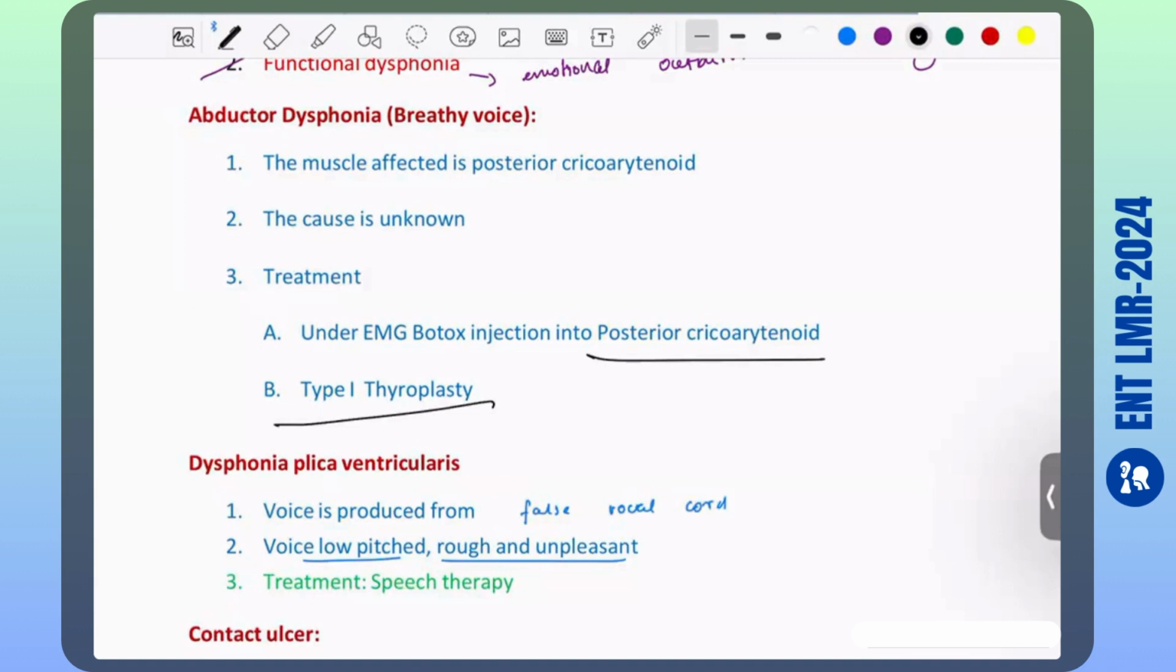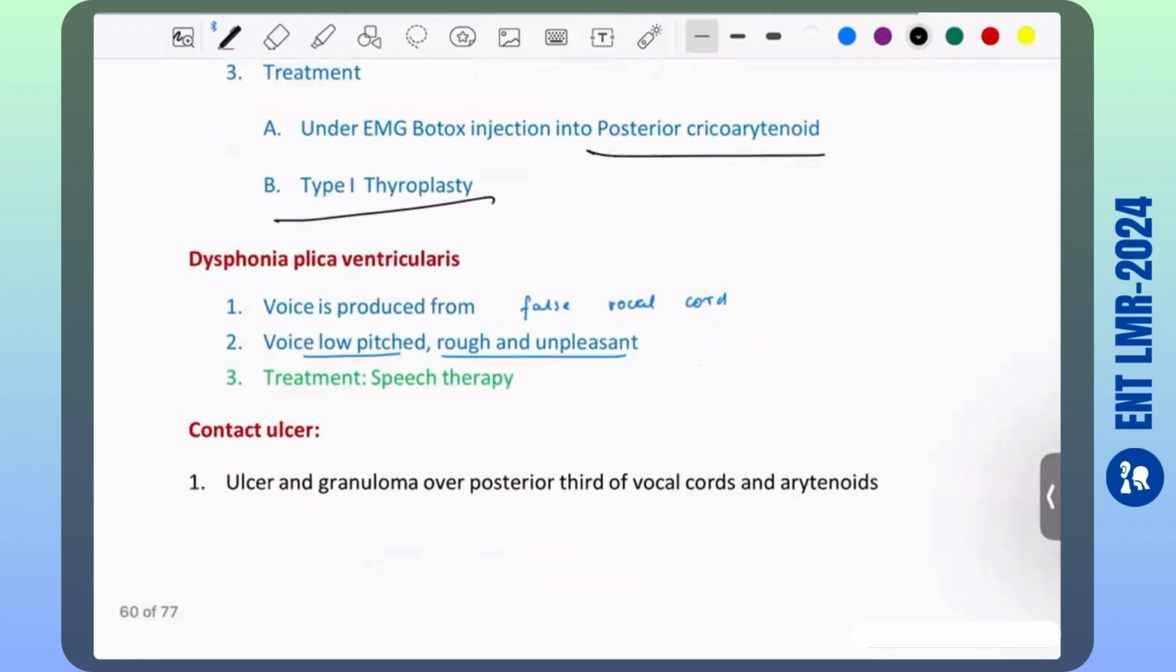Nothing much to understand. Dysphonia plica ventricularis: voice is produced from the false vocal cord instead of the two true vocal cords. So the voice will be low pitched, rough, and unpleasant. Treatment is speech therapy. Okay. So low pitched, rough, and unpleasant voice. The voice is produced from the false vocal cord instead of the true vocal cord. The treatment is speech therapy.